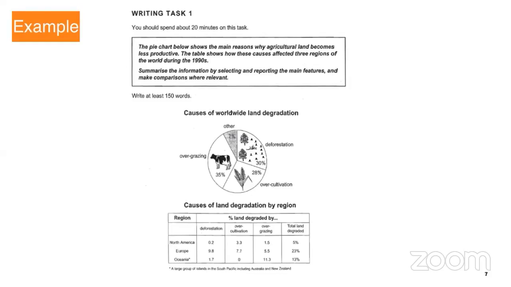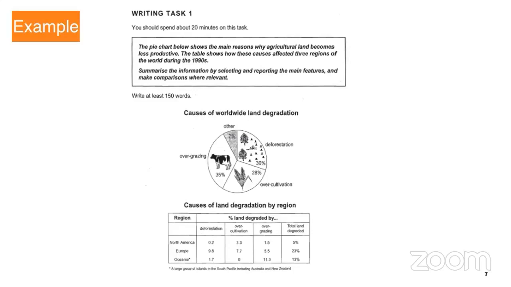And as you can see from the question, you've got to select some of the main features. So you don't need to necessarily explain every one of these statistics, because probably you don't have time in 20 minutes, but you need to pick out the most important ones and make comparisons where relevant.